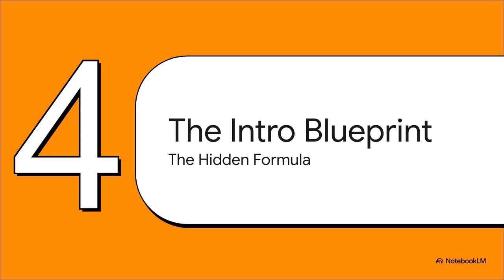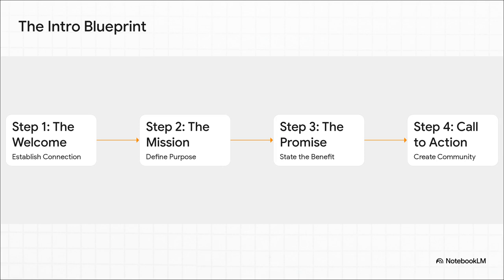All right, we've taken all the pieces apart, so now let's put them back together. Because what we've really been looking at isn't just one good intro, but a universal blueprint that you can use to understand pretty much any effective piece of communication out there. So here's how it all fits together in a simple 4-step formula. Step 1, you establish a connection with the welcome. Step 2, you define your purpose with the mission. Step 3, you state the benefit with the promise. And finally, step 4, a call to action that creates a sense of community. That's that last line we heard, join us. That simple invitation changes you from just a passive listener into an active participant.